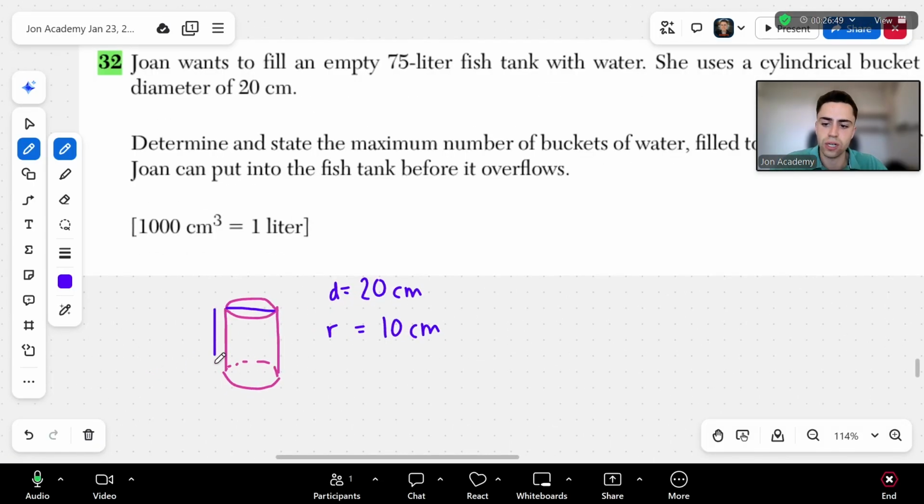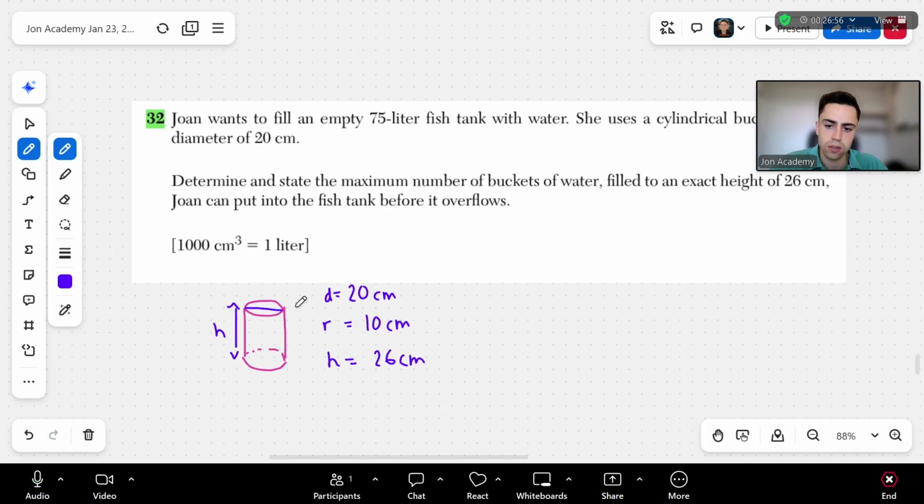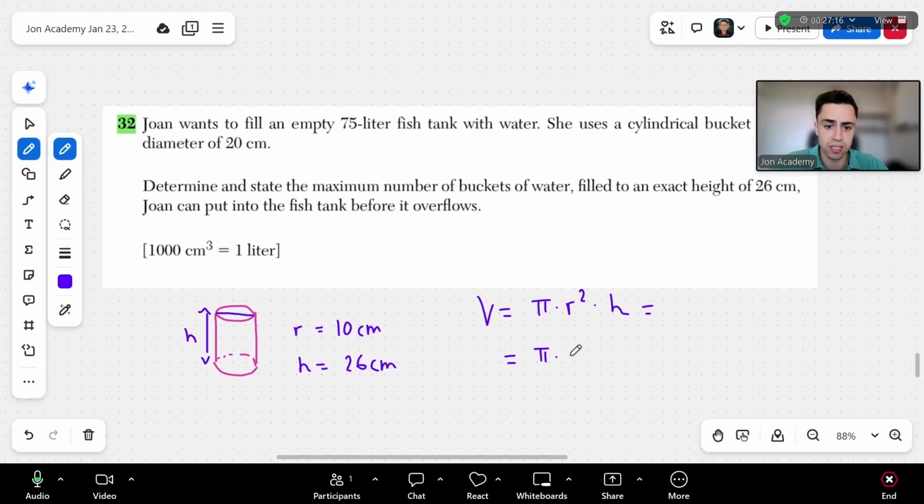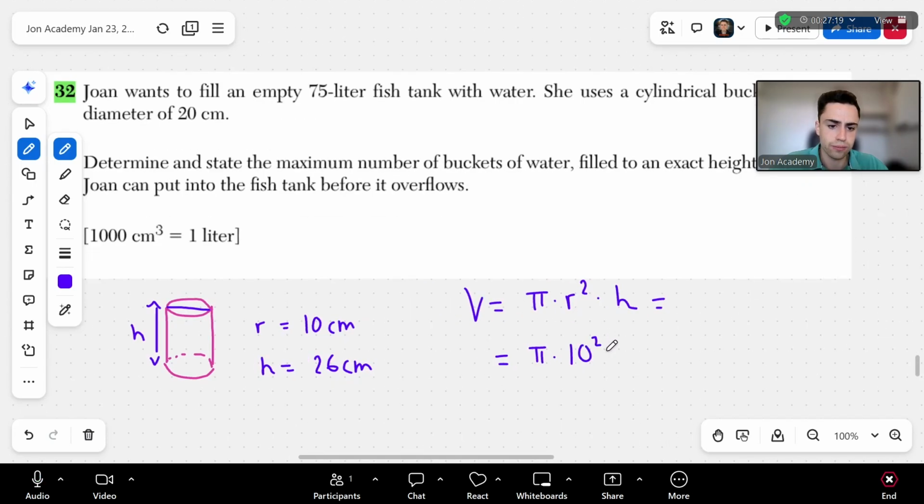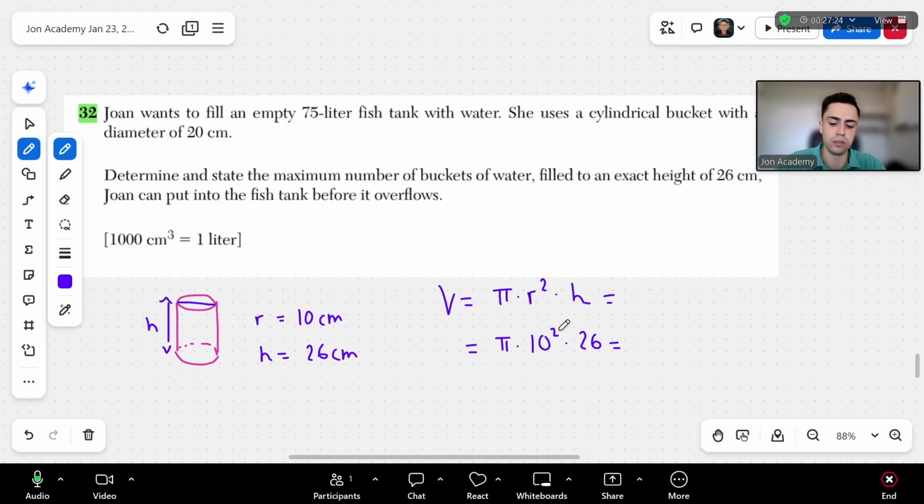So the height is going to be this, no? Which is h, we can say is 26 centimeters. And let's use the radius, because the formula for the volume of a cylinder is the area of the base, which in this case is a circle, so it's pi times the radius squared times h, the height. So it's pi times, we can keep everything in centimeters, 10 squared times 26, and this is going to be how many centimeters cubed?